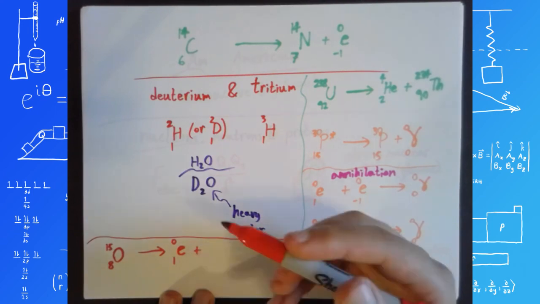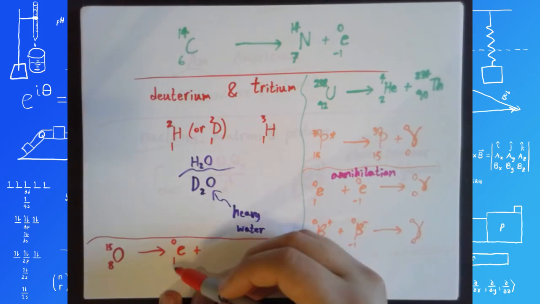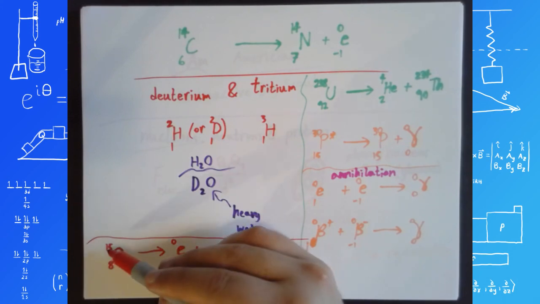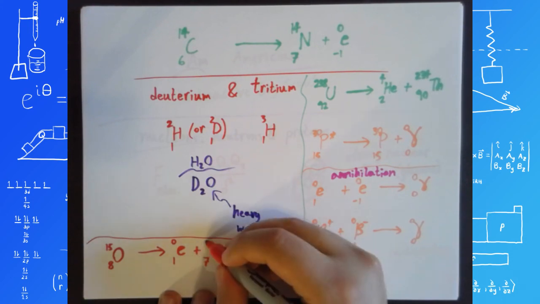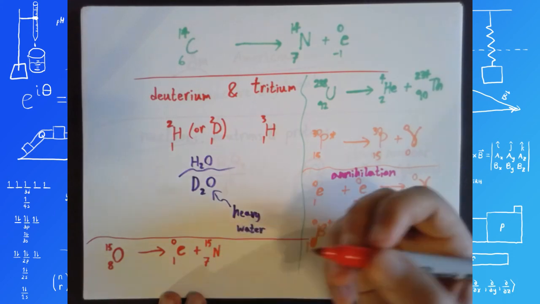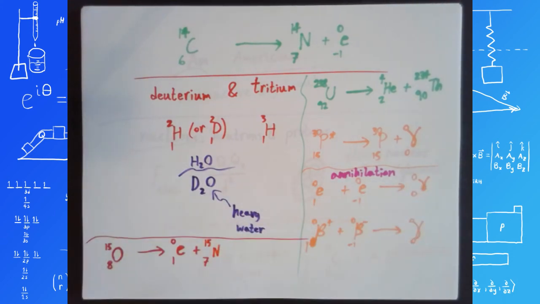And then the other product will be what? Let's see, 8 is equal to 1 plus 7, and 15 is equal to 0 plus 15. Okay, so we would get nitrogen 15, which is probably not the most stable version of nitrogen, but it's probably more stable than oxygen. Maybe. I don't know. It's kind of hard to directly predict stability.